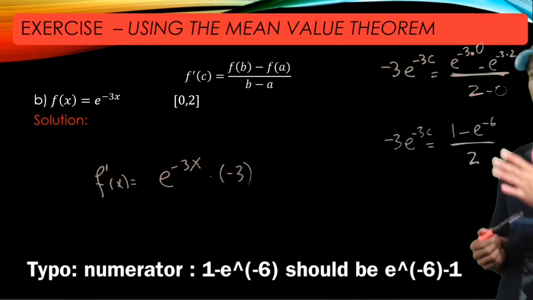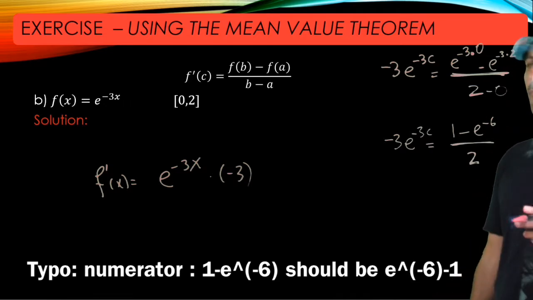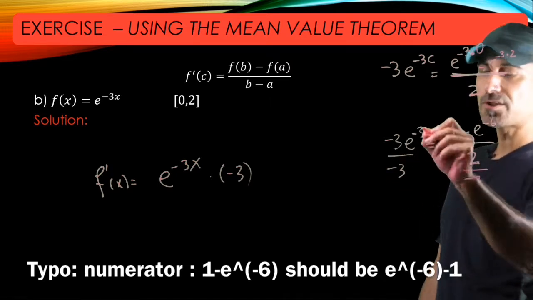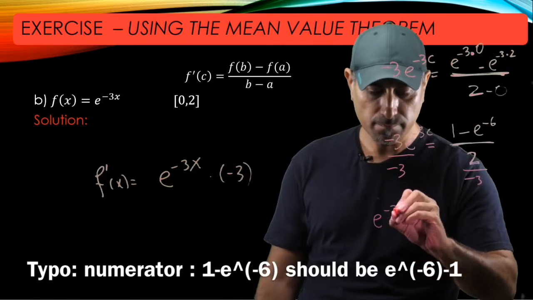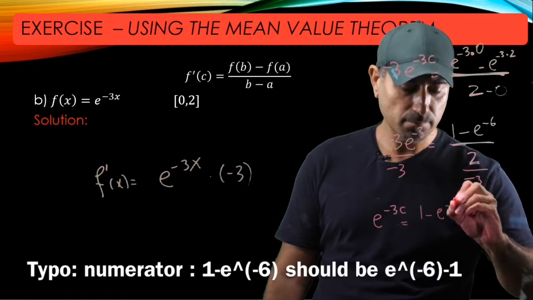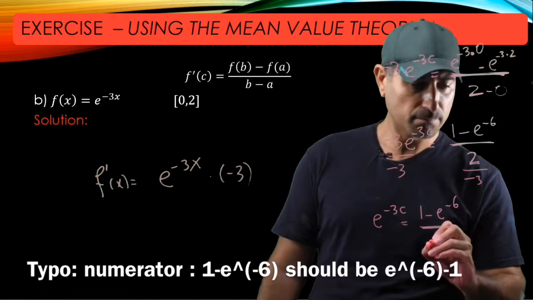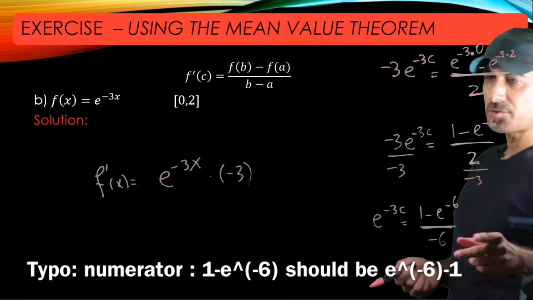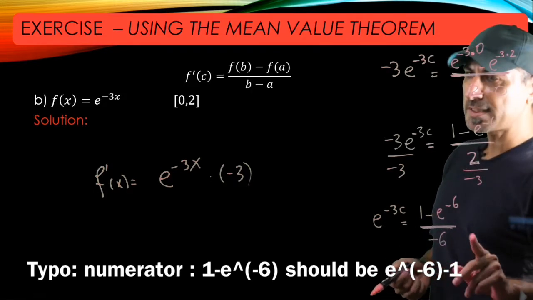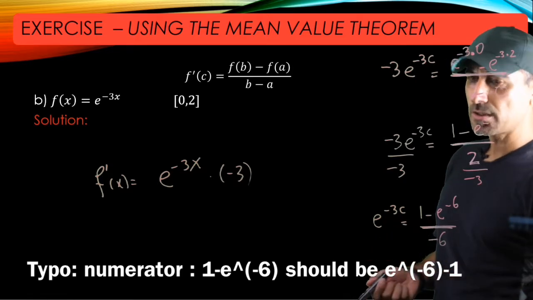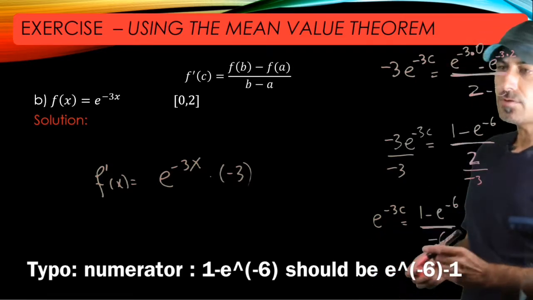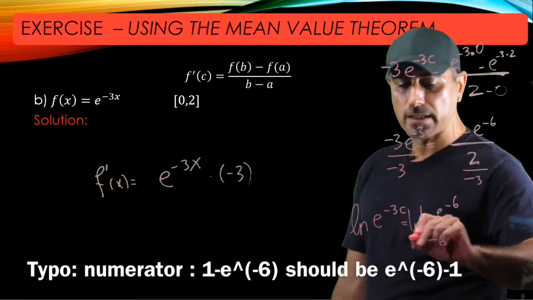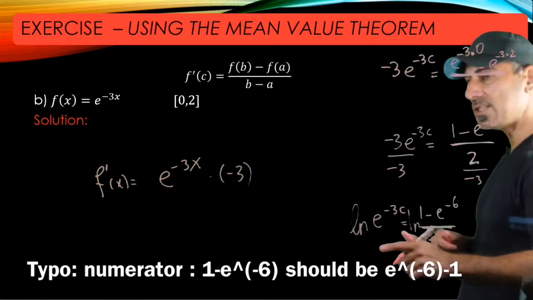So now we are supposed to solve this equality for c. Why don't we divide each side by negative 3 so that we get rid of this coefficient here. This is something we have done in pre-calculus sections, like solving an exponential equation. Once we leave the exponential term alone, then we take the ln of both sides. The left-hand side now turns out to be just the exponent.